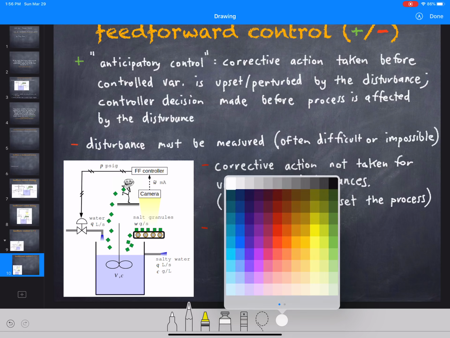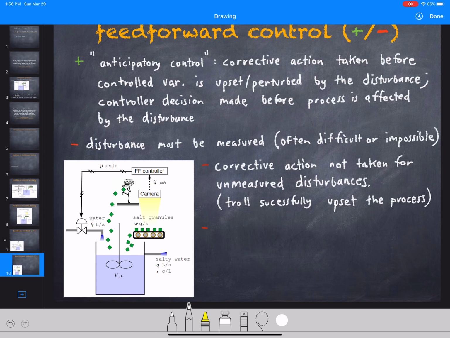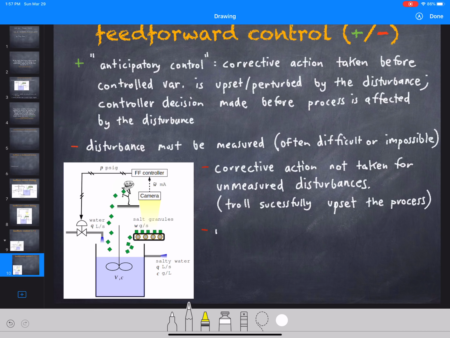The other minus is that we require an accurate process model. And the reason we need an accurate process model of the dynamics is to predict how the disturbance and the manipulated variable will affect the control variable exactly. Well, not exactly, but to a good degree. And then we can properly compensate for the effect of the disturbance by adjusting manipulated variable just the right amount. Okay? So we need an accurate process model.